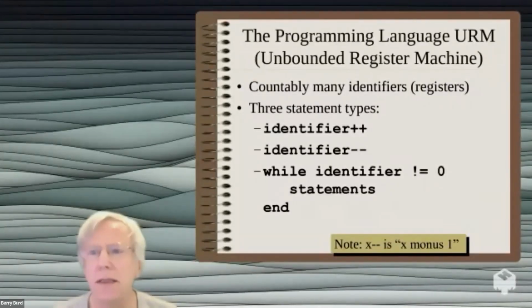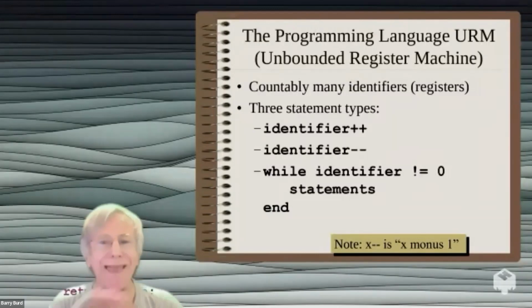This is a language called Unbounded Register Machine. It has only 3 things that you can do in it. You can add 1 to a variable, you can subtract 1 from a variable, and you can keep repeating as long as a variable is not 0, and that's it. That's all you can do.